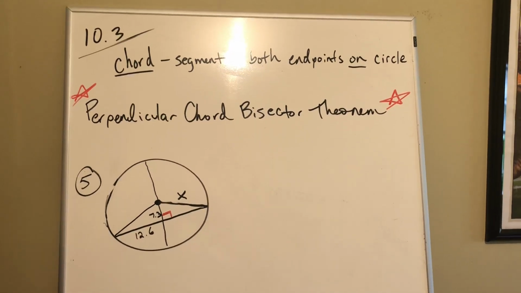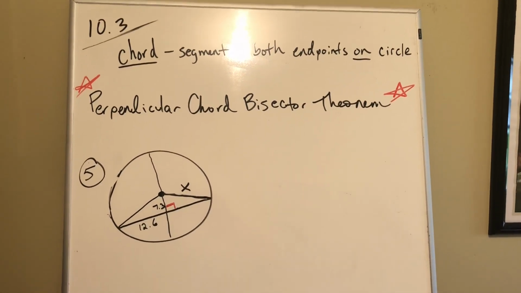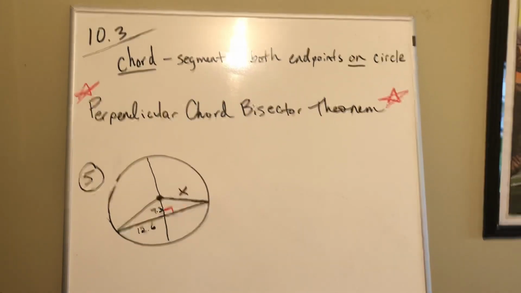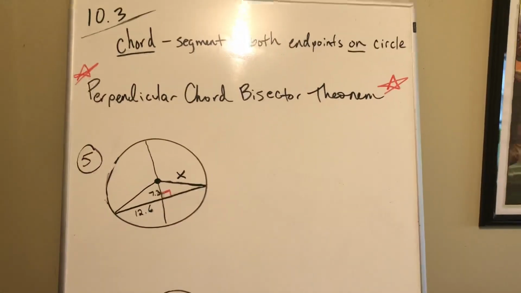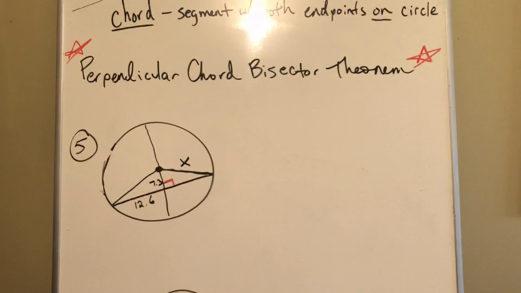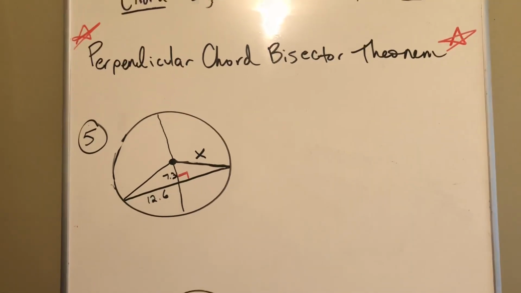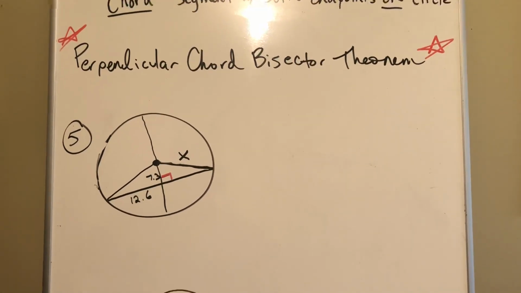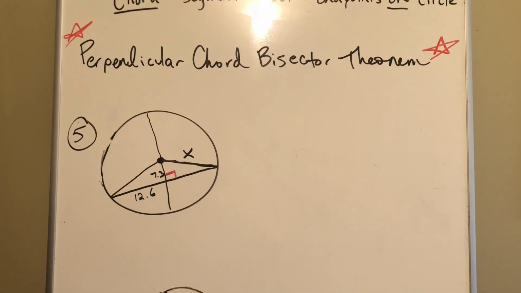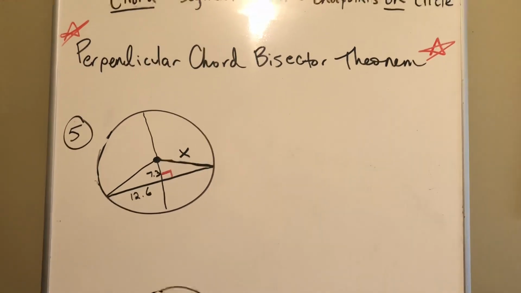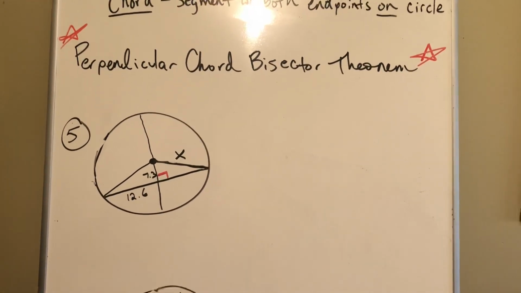So we want to apply this to a series of problems I've given you, and I've recreated two of them here on my whiteboard. So let's take a look at number 5. We're solving for x. Now, if you notice, x is a radius of this circle. We have a measure 12.6 and we have a measure 7.3. We also have a right angle.